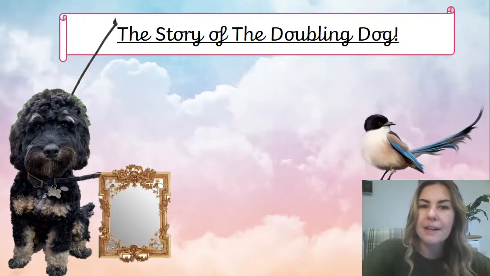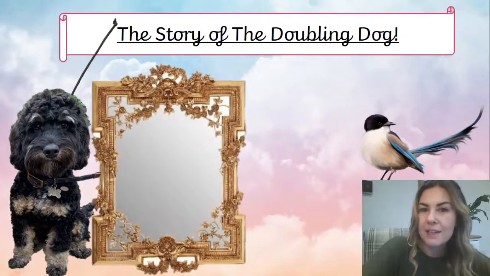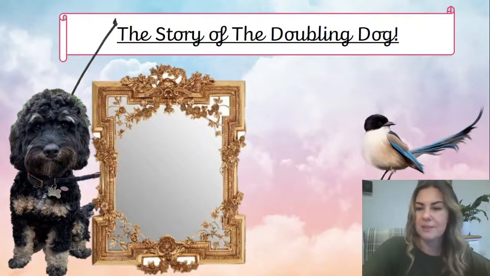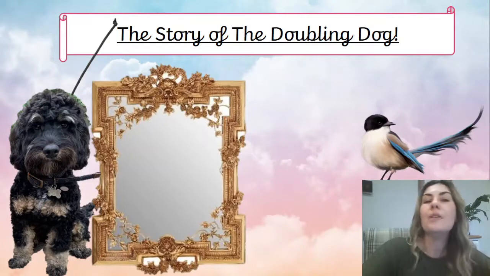What you got there? Mochi said, Freddie, you should see this. I've got a magic mirror. Anything that you put in front of this mirror doubles it. And Freddie thought, wow, that's pretty cool. Can I try it out? And Mochi said, of course you can. What would you like to double?